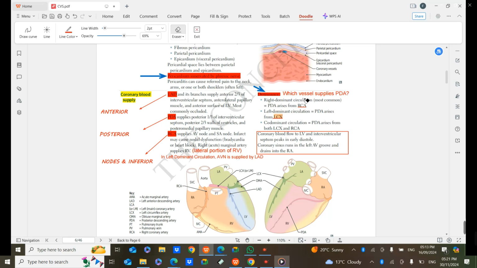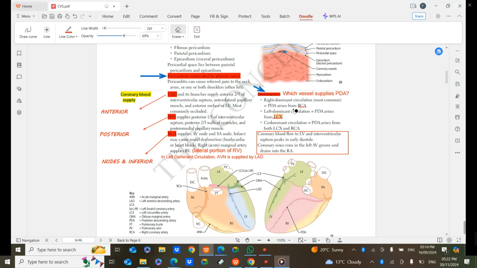So the question on dominance is asking which vessel is supplying PDA. PDA is like their baby. Who is taking care of PDA between these two parents? Who are those parents? Right coronary artery and this left circumflex artery. Who is taking care of this baby? This baby is the posterior descending artery. Who is taking care of it? So if it is the right coronary artery, you call it right dominant. If it is the left circumflex, you call it left dominant. Now relax. I will slow down here so that you get the gist.